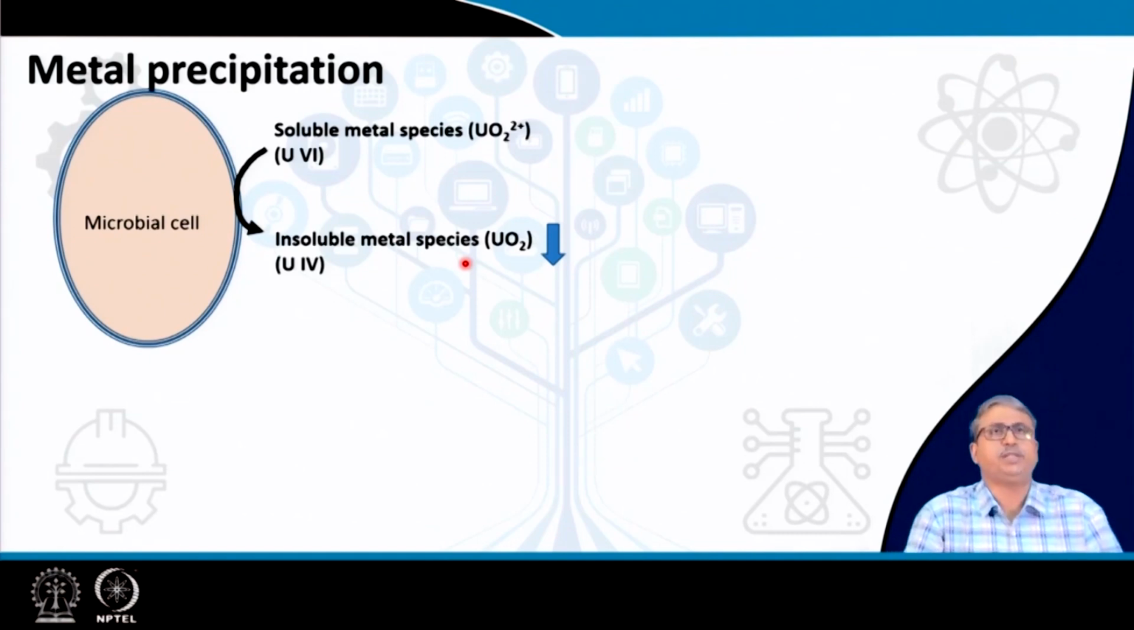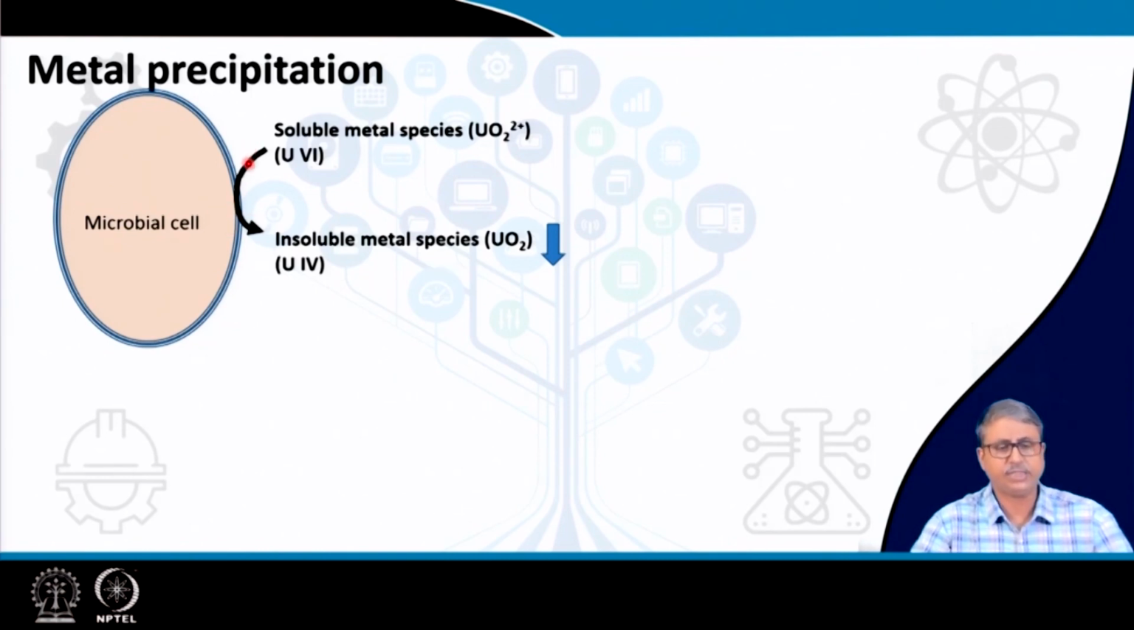Now, with respect to metal precipitation, which has been found to be one of the major means of bioremediation of toxic metals and radionuclides, we will discuss this part in a little more detail. So, fundamentally, the microbial cells are capable of precipitating metals like uranium, for example, where the soluble metal species like UO2 2+ is reduced to insoluble metal species like uranium 4. So, uranium 6 to uranium 4, and the uranium 4, this particular form of uranium, naturally precipitates in an aqueous environment with near neutral pH.